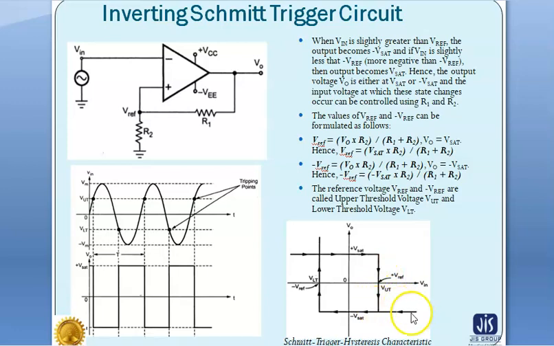But now if we decrease the input voltage, at this point the output will not change. The output changes at another voltage, known as the lower threshold voltage. At this voltage the output will transition from the lower threshold to the upper threshold. So this is the hysteresis loop, because the reference voltage is changed, due to this the output changes. So this is the transfer characteristics of the Schmitt trigger.